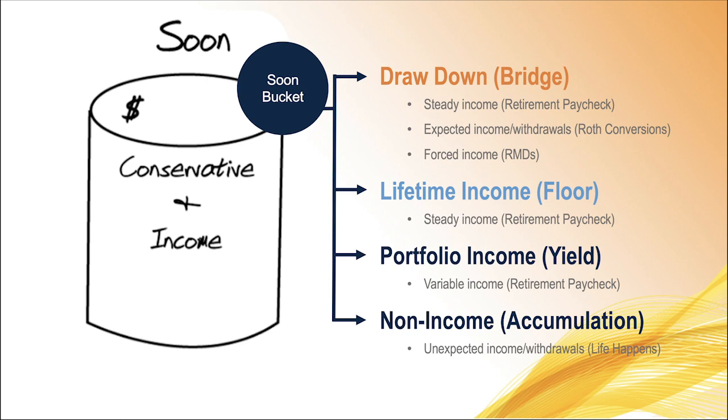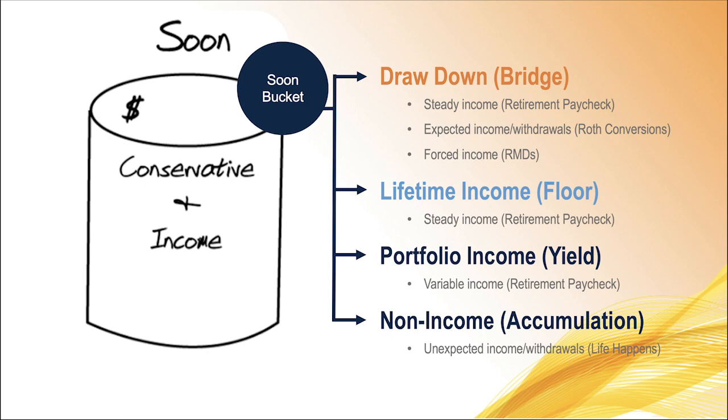So the first three strategies, the bridge, the floor, and the yield, are all really in a situation where you know they're going to be taking pretty steady income off their portfolios. The fourth, which is really a non-income strategy, is just kind of that life gets in the way type of thing, right? Life happens, unexpected income or withdrawals. So the first we call the bridge strategy. So the bridge, because people can visualize a bridge, right?